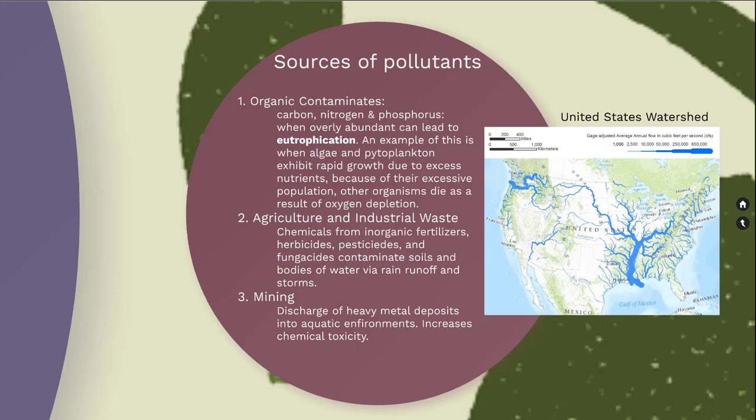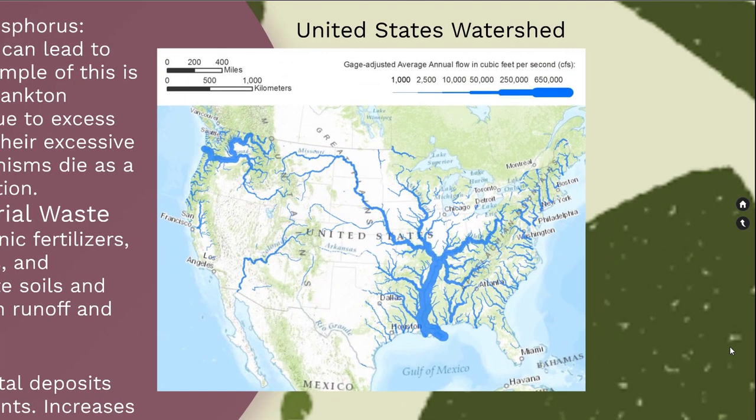So that does actually happen. It's pretty common. Agriculture and industrial waste. So this would be chemicals from fertilizers, inorganic fertilizers, herbicides, pesticides, and fungicides that can contaminate soils, and they go inside the bodies of water, because if there's rain that's being washed into rivers, and the rivers eventually lead to the ocean. So I have a picture here of the United States watershed.